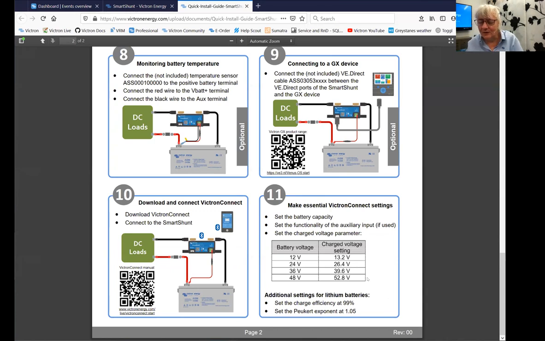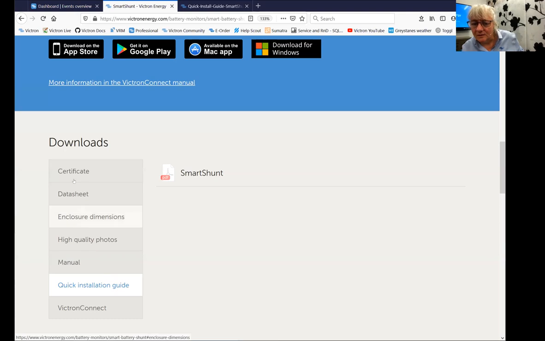That's what we advise for lead acid, but you might want to change that a bit, otherwise use our default. With the battery monitor, the smart shunt has no voltage setting, so you need to put that in manually. But the battery monitor does self-detect what system it's in and will set the voltage correctly. If you've changed the battery monitor from a 12 to a 24 volt system, then you need to change the voltage setting. Then for lithium, you want to set the charge efficiency at 99% and the Peukert exponent at 105. So these are the essential settings. The other settings are the same, because the software in the smart shunt and in the battery monitor are both completely the same.